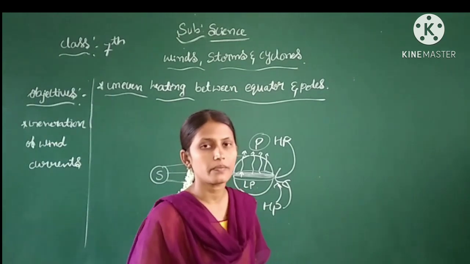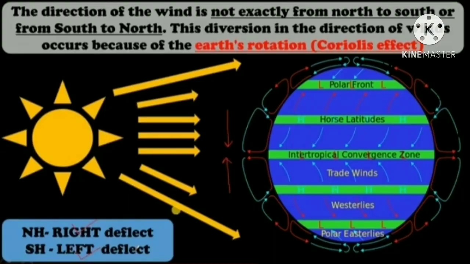Look at this picture. When the equator becomes warm, the warm air rises up and creates a low pressure area. To cover the low pressure area, the wind from the poles, having high pressure, moves towards the low pressure areas. So this is one reason for the generation of wind currents.